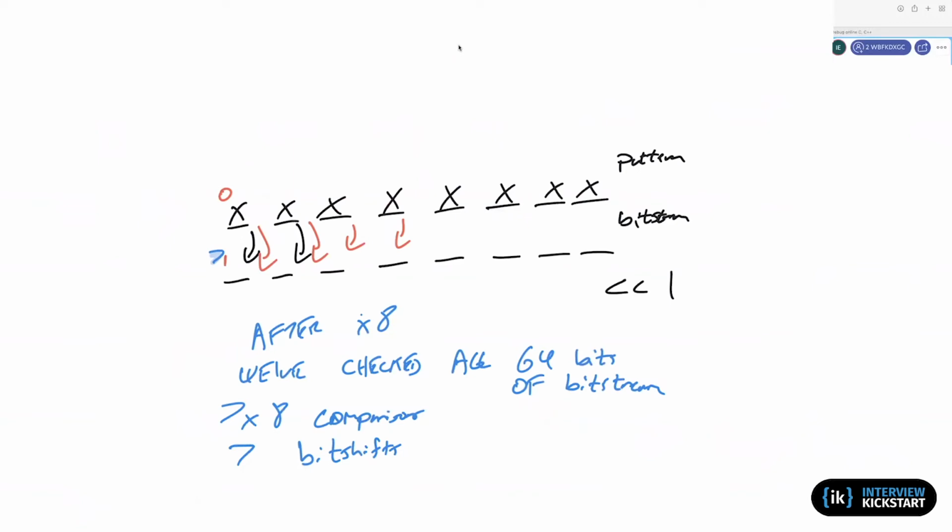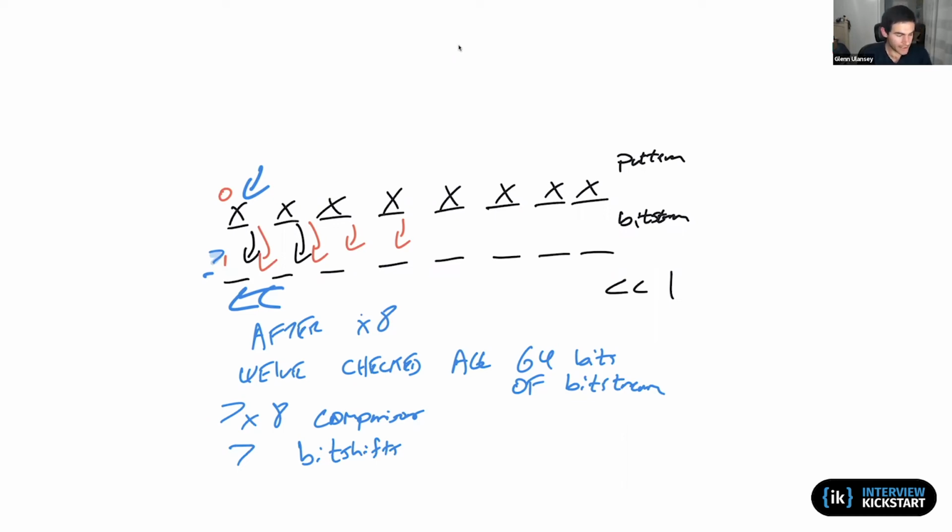We still have the same idea as before, where we have our pattern, and we have a bit stream that's getting shifted. But rather than having to shift the bit stream one bit every time we check, now we can check 7 times and then shift by 1.